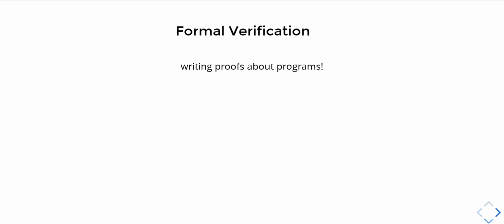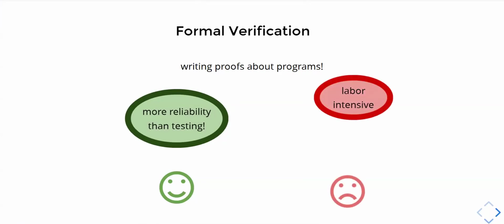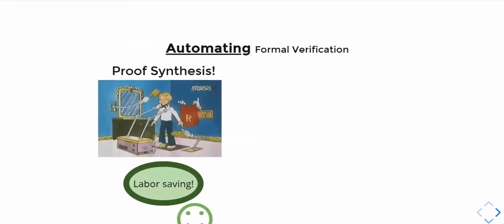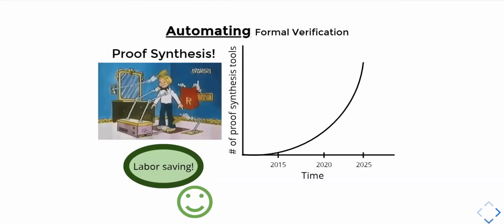Formal verification, for those of you who don't know, is just writing proofs about programs. It's really great because it's more reliable than testing. You can say things about all inputs to a program as opposed to just some of the inputs or particular inputs. But it's really labor intensive and it requires specialized expertise. So automating it is super useful with these proof synthesis tools, saves you a lot of labor. And the number of tools that are automating program verification, proof synthesis tools, have exploded in the last 10 years.